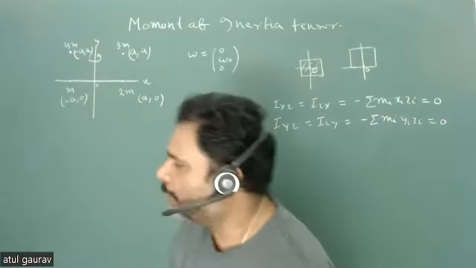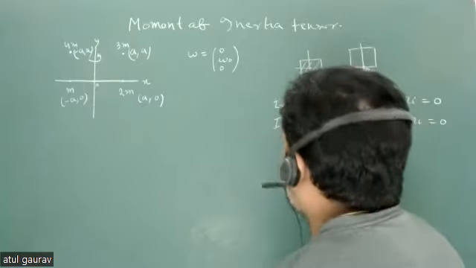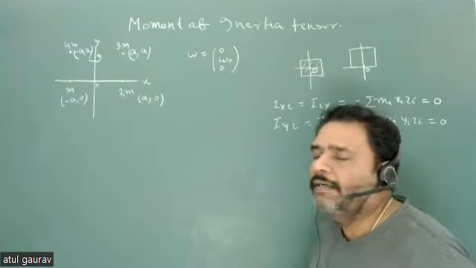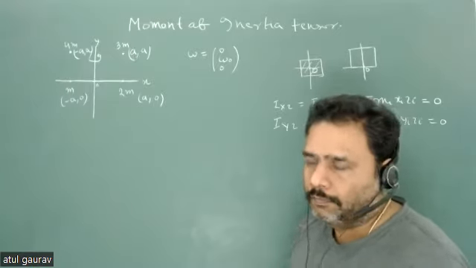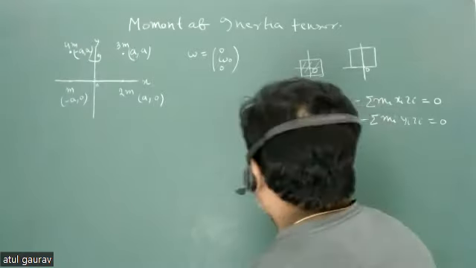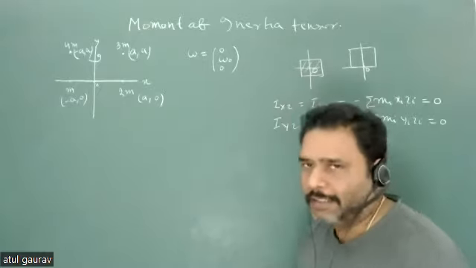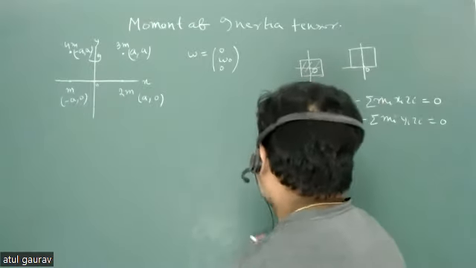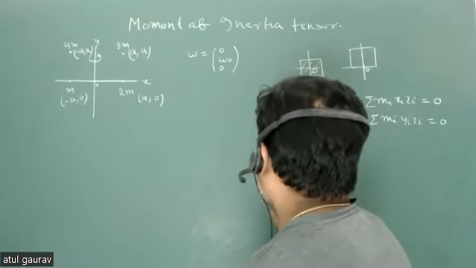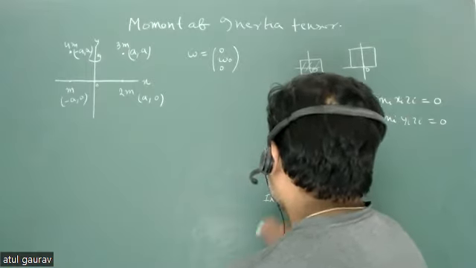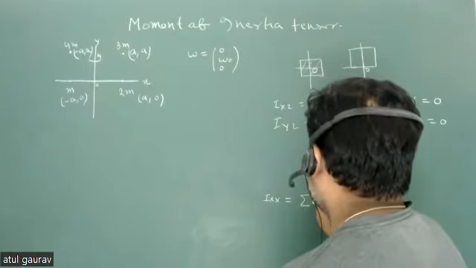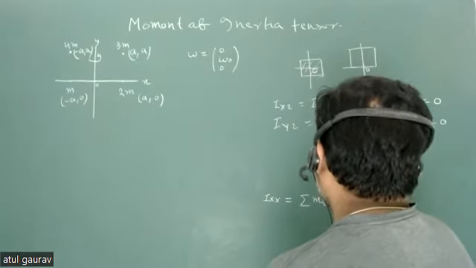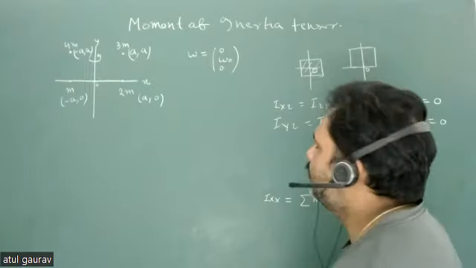Now what we have to do? We have to calculate all the other components. So first we will calculate the diagonal terms. What is the name of the diagonal term? Ixx, Iyy. That is known as moment of inertia actually, isn't it? Yes, sir. We will calculate the diagonal terms first. So let's try to calculate Ixx. What is the formula of Ixx? Summation over mi yi square plus zi square. Isn't it?